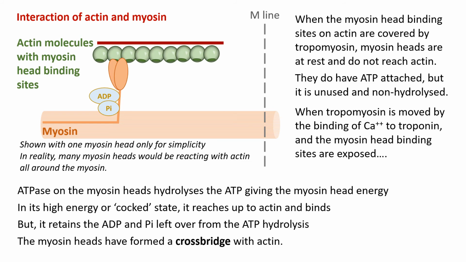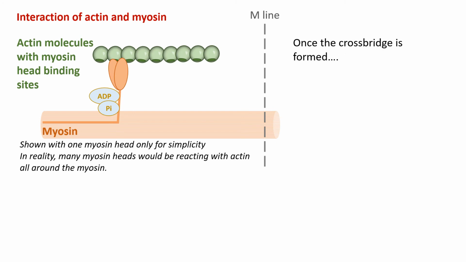This is the cross-bridge stage. So the myosin heads have used ATP to give them energy to reach up to actin, and they formed a cross bridge with actin. They still have ADP and P attached to them. Once our cross bridge is formed, though, you can imagine that doesn't really do a lot at the moment. We've got a myosin head reaching up to actin. Nothing has moved other than the myosin head.